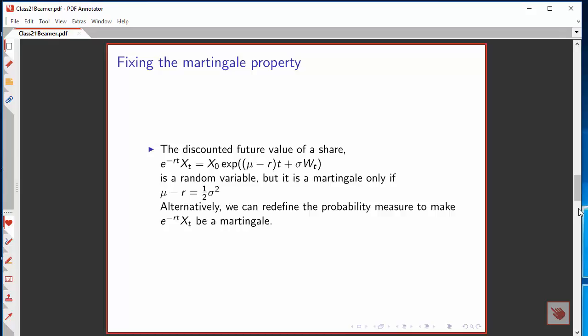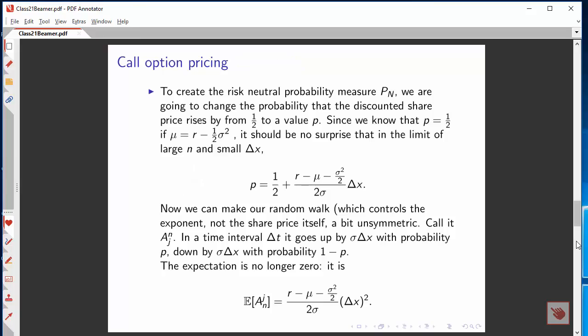So one way of dealing with this problem is to introduce the right drift. Another way of doing it, which was the approach we took last time, is we will redefine the probability measure so that the discounted future value is a martingale. That is, given a certain drift specified by mu, we will simply adjust the probability of an up step in such a way that the expected share price doesn't change with time.